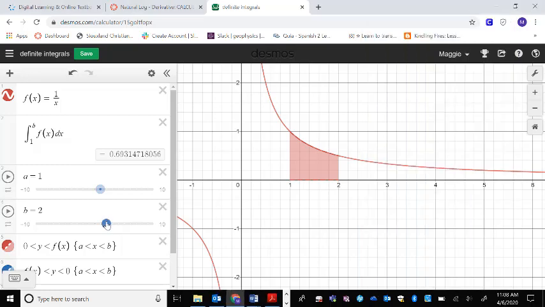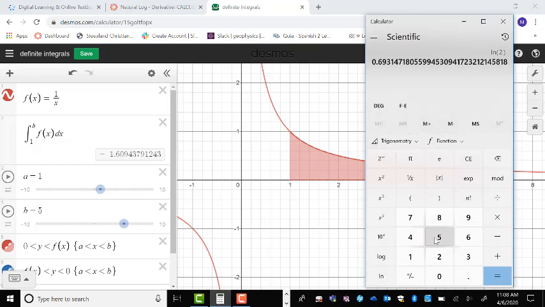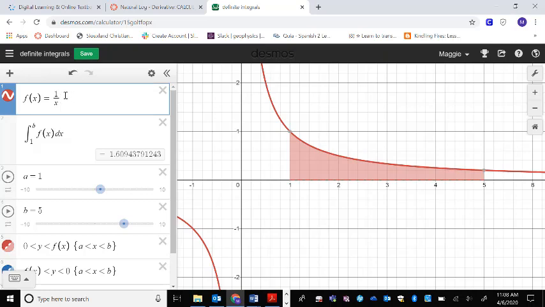If I want the natural log of 5, I made b 5. Now the natural log of 5 in your calculator should be 1.609437. Let's try it in my calculator. I put in the natural log of 5, and I get that same value. So that's what the natural log is. In order to take a derivative of the natural log, we have to use the function 1 over x.